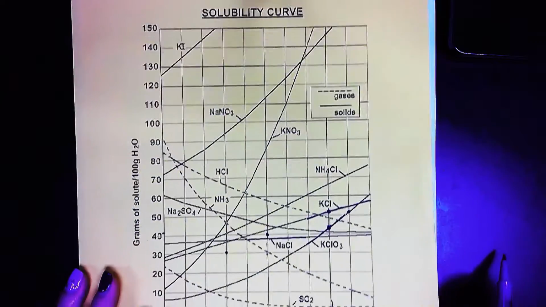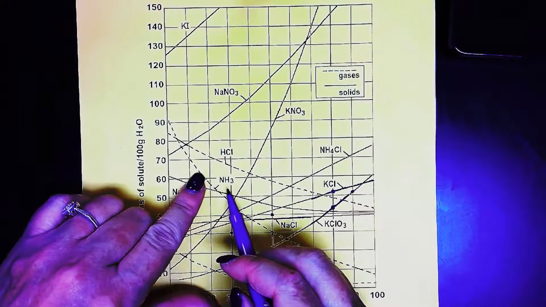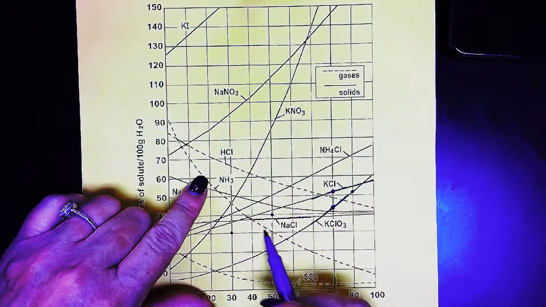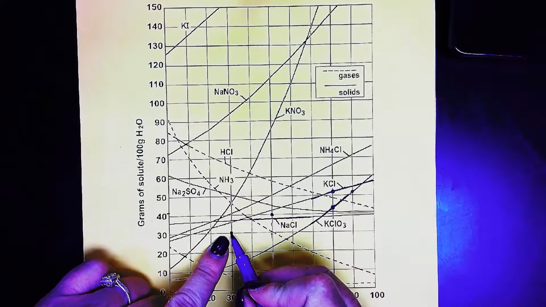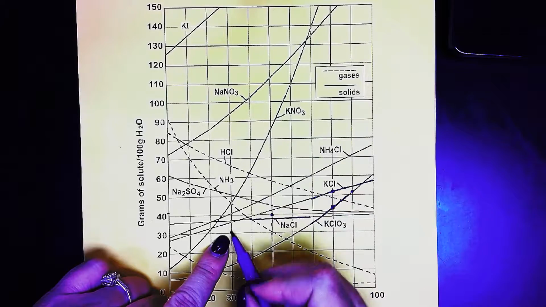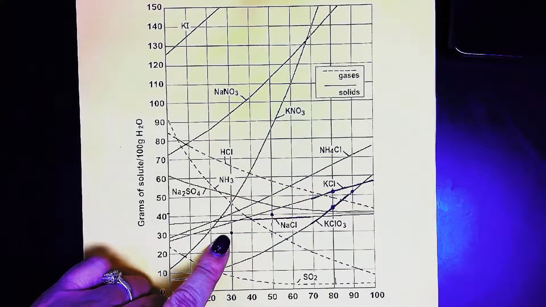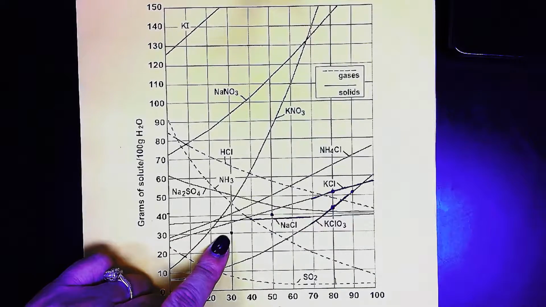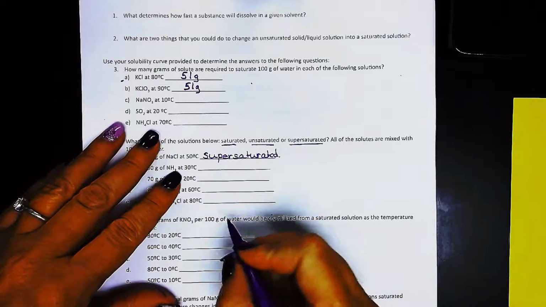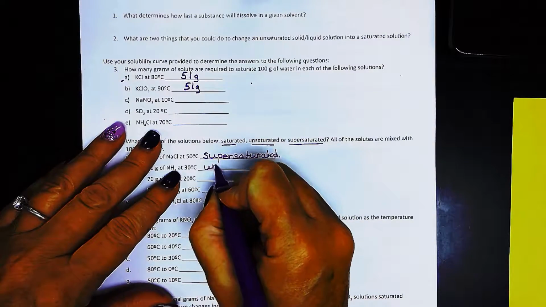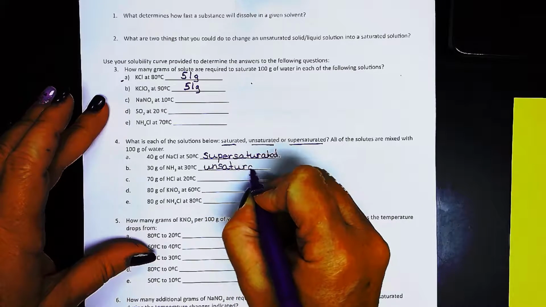NH3. So let's look at our graph and see if we can find, here's NH3, and it's pointing us to this dotted line. All right. So here's our dot, 30 grams, 30 degrees Celsius. It is below the line for NH3. Remember, that's the saturated solution line. So below that line is going to be unsaturated. So letter B is an unsaturated solution.